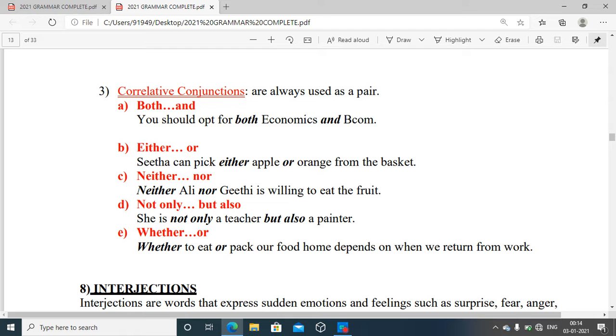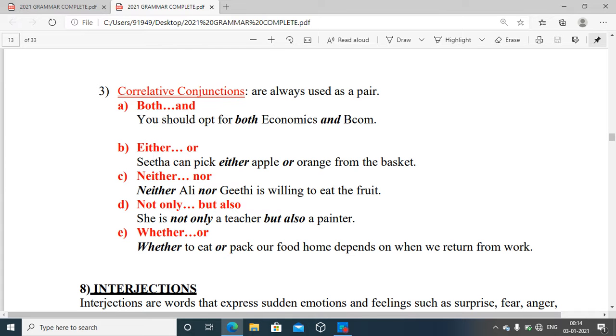Next, either or. Sita can pick either apple or orange from the basket. See again, for filling that ellipsis, that gap, you have something in between, and the next part comes after. Usually this is the way of using such correlative conjunctions. So this is about options. Most often this is either or.